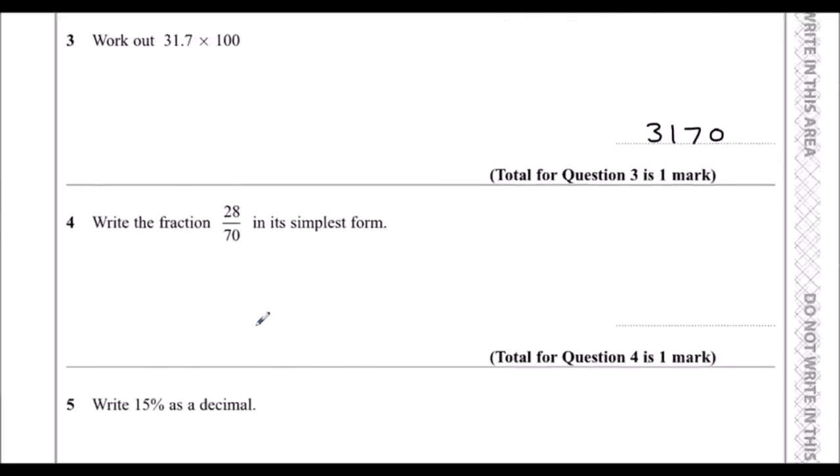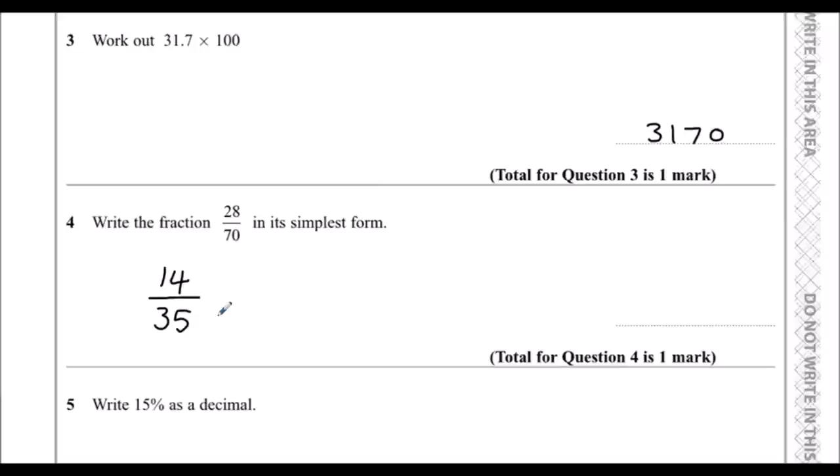Write the fraction 28 over 70 in its simplest form. So to cancel a fraction, we're going to look for a number that's a factor of the numerator and the denominator. We can divide them both by 2. And if we do that, we'll get 14 over 35.